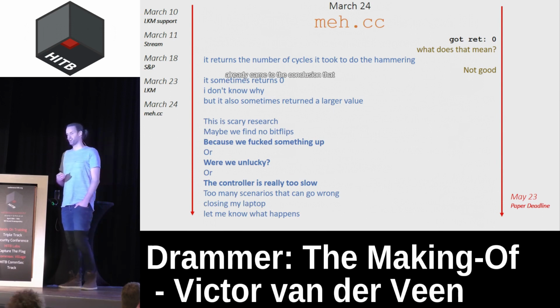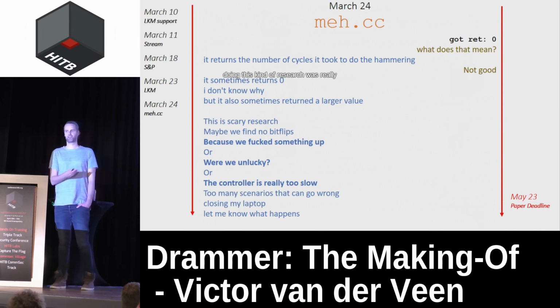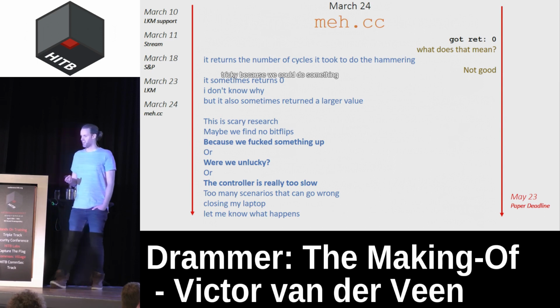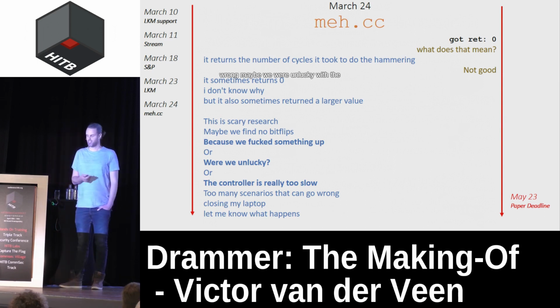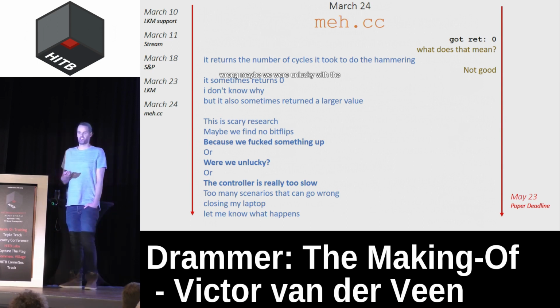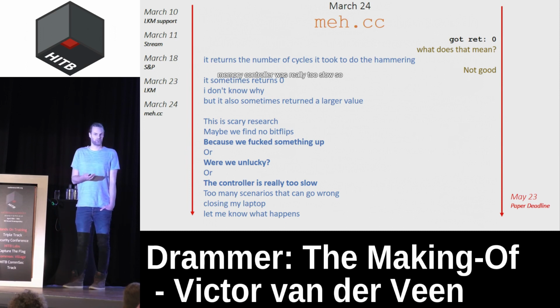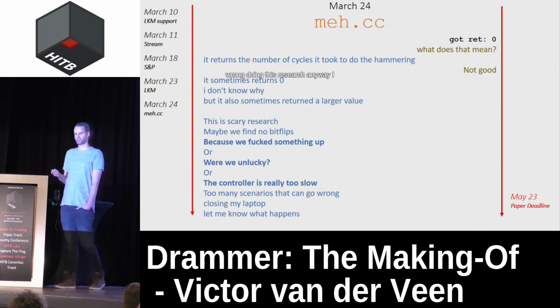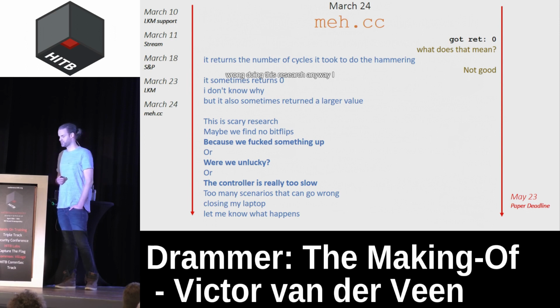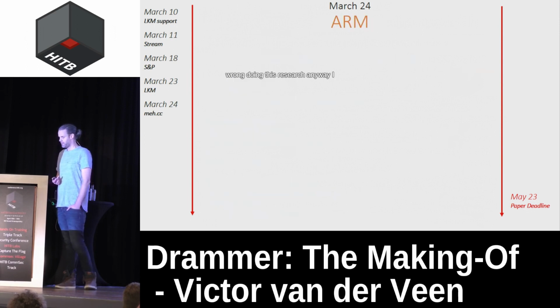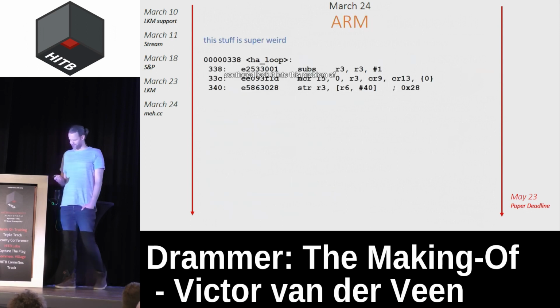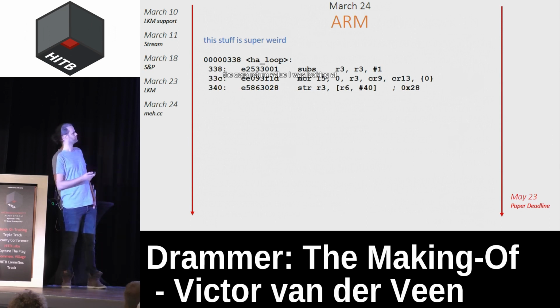Okay. Anyway, I already came to the conclusion that doing this kind of research was really tricky because we could do something wrong. Maybe we were unlucky with the phones, that we were looking at devices that did not have bit flips, or maybe the memory controller was really too slow. So there were a lot of things that could go wrong doing this research. Anyway, I continued looking into this problem of the 0 return value.